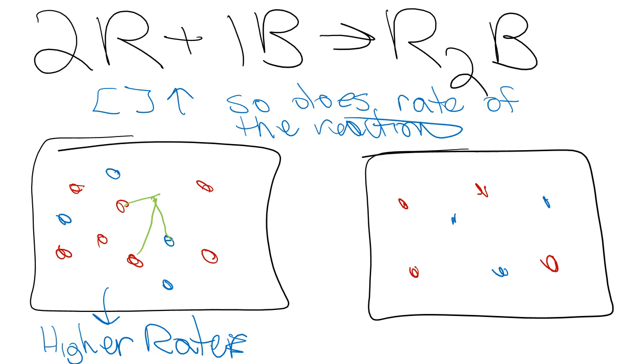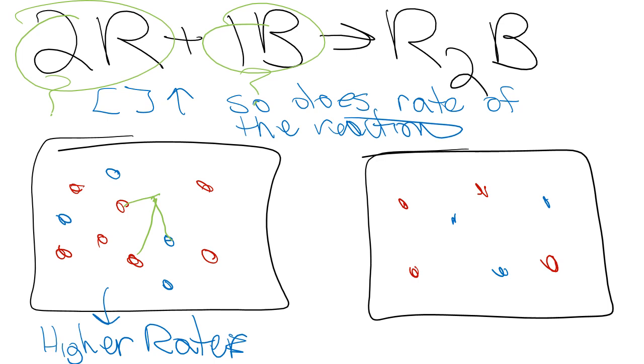And that's somewhat logical, but also keep in mind what is more important here, the red or the blue. Now, if 2 red and a blue have to hit each other at the same time, the red is going to be exponentially more important. So if we increase the concentration of red, the rate's going to go up quite a bit faster than if we increase the concentration of blue.